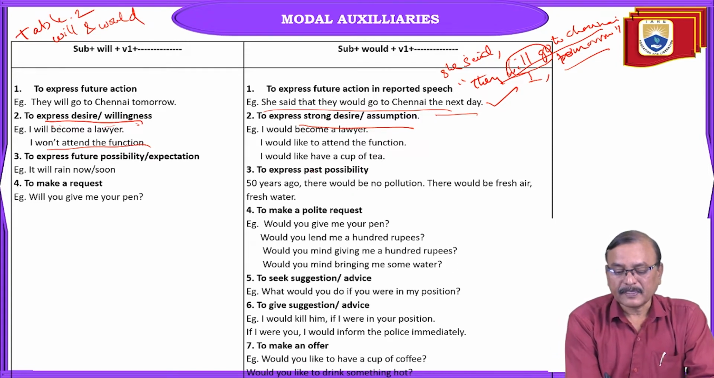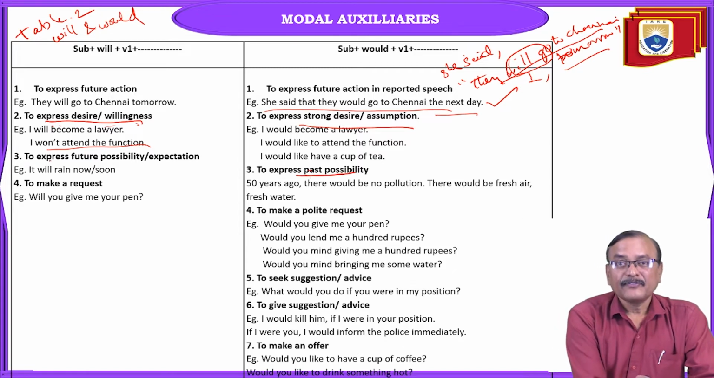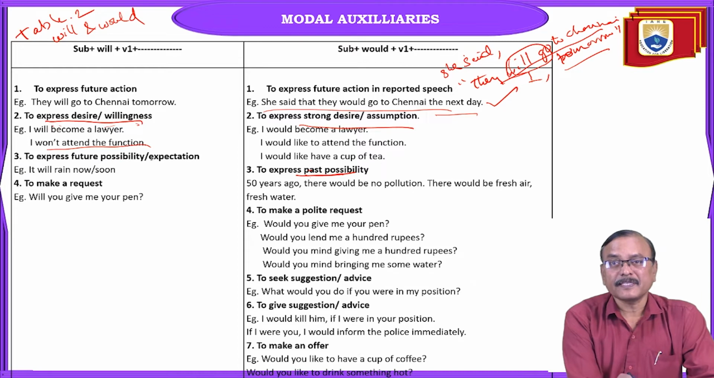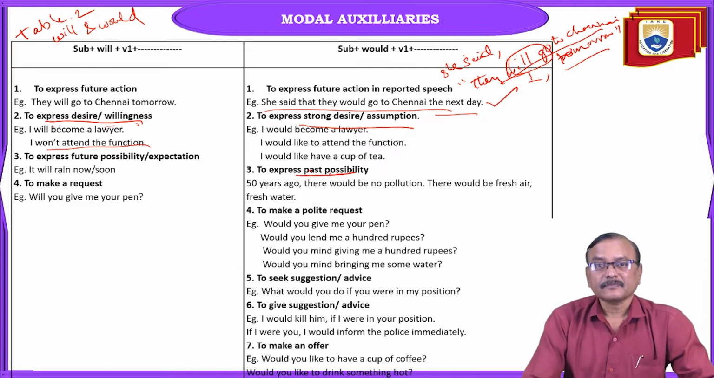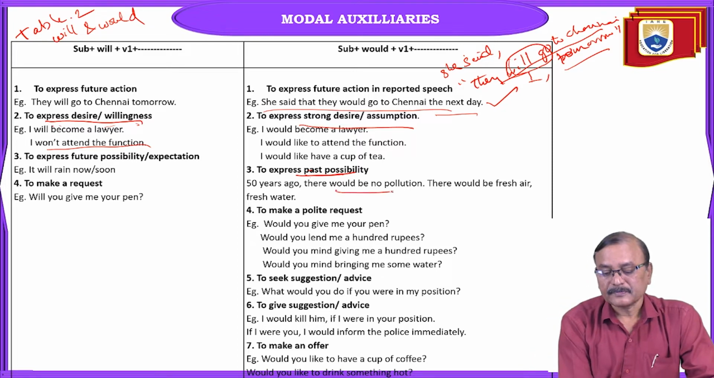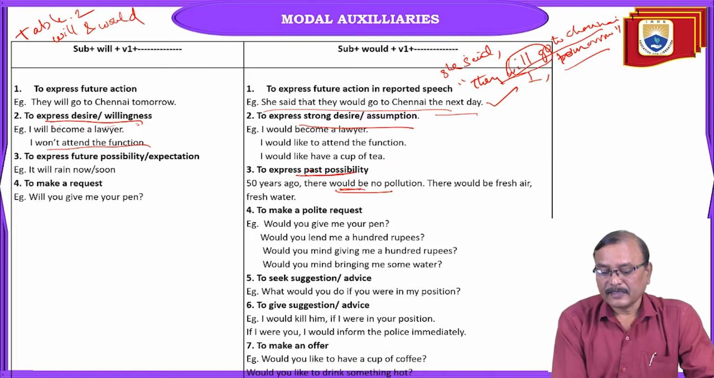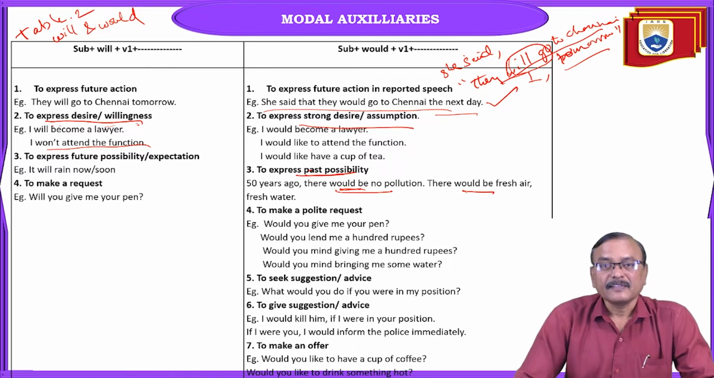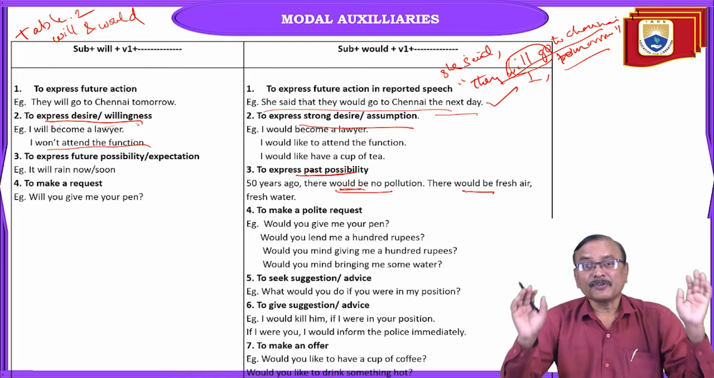but for past possibility. To express past possibility. Here, will plus V1 is to express future possibility, whereas would plus V1 is used to express the past possibility. Fifty years ago, there would be no pollution. Would plus V1. There would be fresh air. There would be fresh water. There would be no traffic jam. Is it clear? Right?